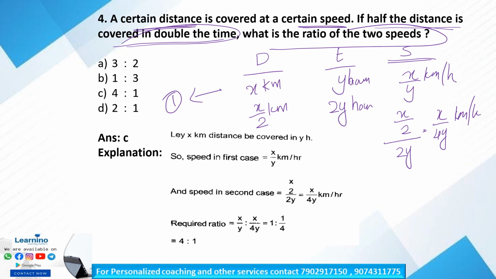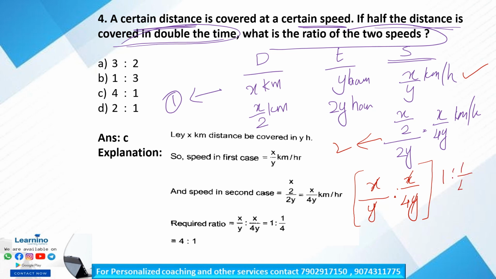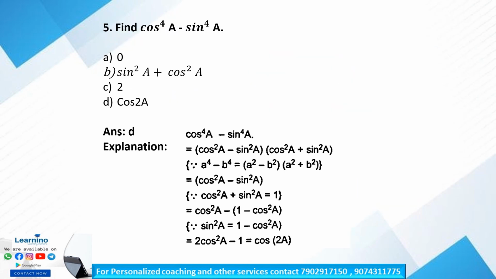So what is the first speed? This is second, this is first. So x by y is to x by 4y is the ratio of the first speed to the second speed. So this gets cancelled, so that is equal to 1 is to 1 by 4, so we can write it as 4 is to 1. That is option C is our correct answer. Is it clear?